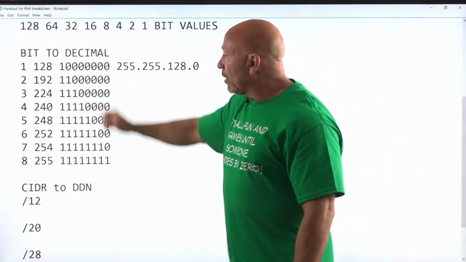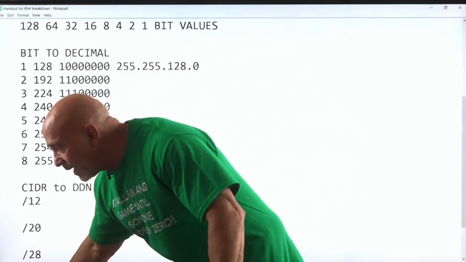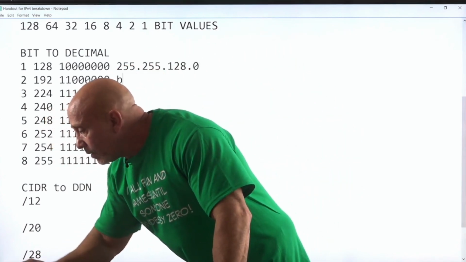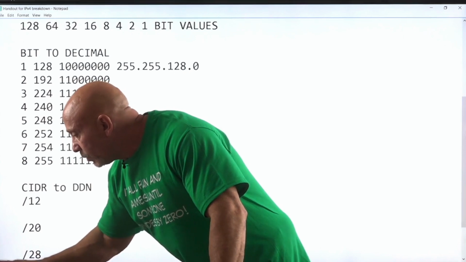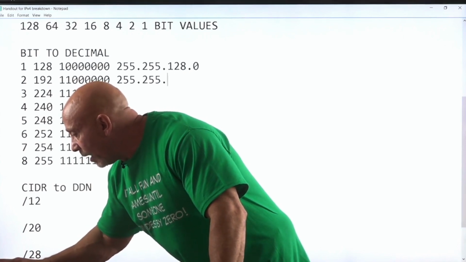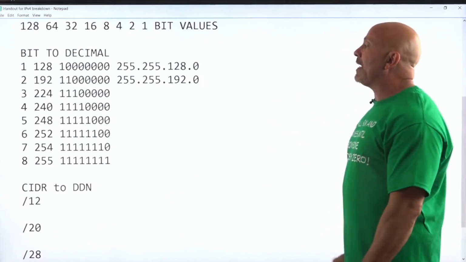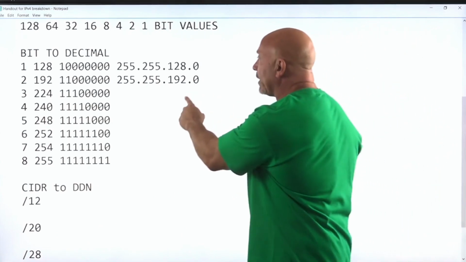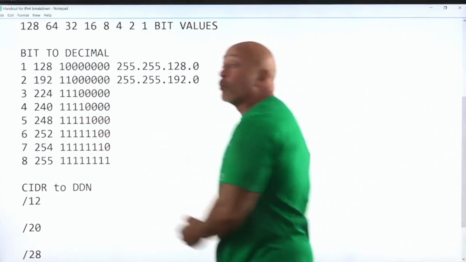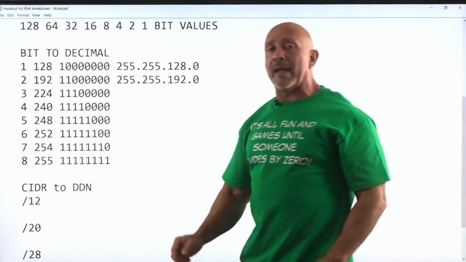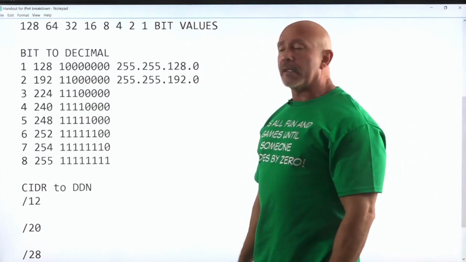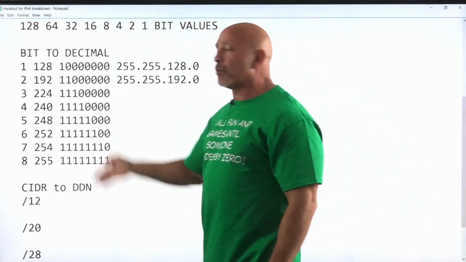The same thing goes for the second one. We'll use the same example. It could be 255.255.192.0. So 192, what's 192? 192 is 2 bits. Oh, this is where I draw my line. That's how you use that, so you know where to draw your line and how many bit values are on.